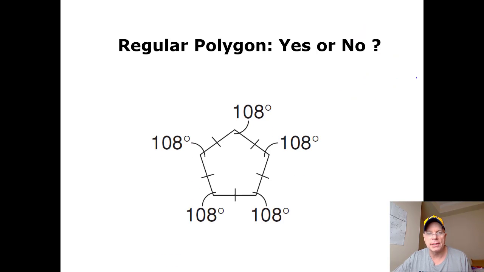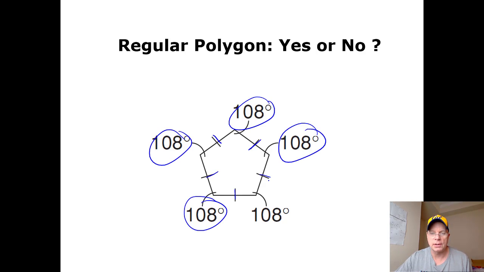Is this a regular polygon, yes or no? We see it's equilateral, all sides are congruent, and since all angles are 108 and all angles are also congruent, yes, it's equilateral and equiangular, so that's what makes it a regular polygon.